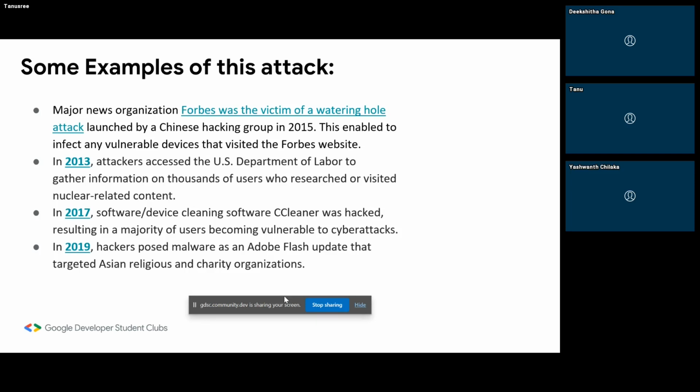So we have to be careful on what websites we open, and we have to have some knowledge about what is going on in our network.